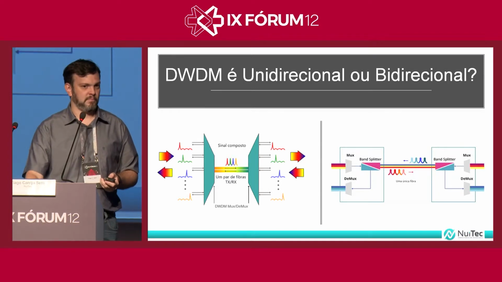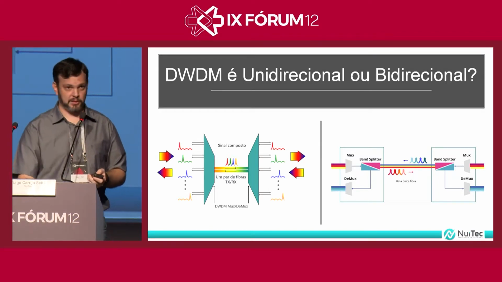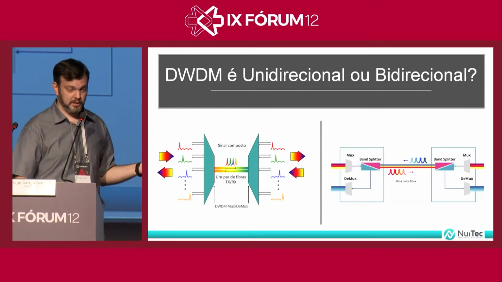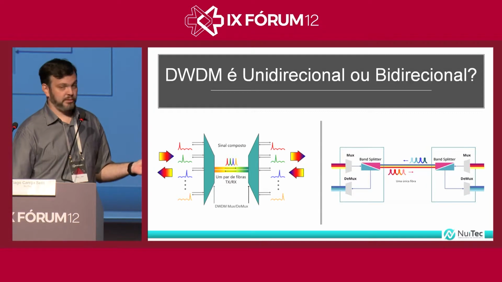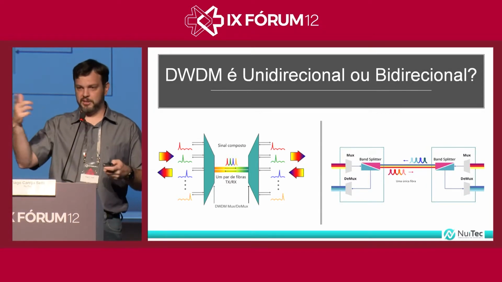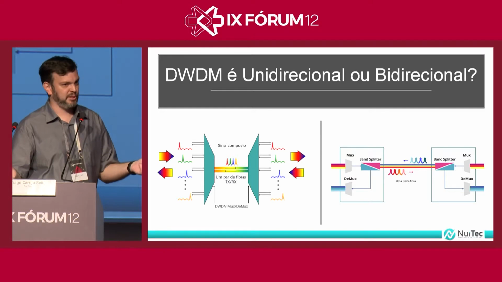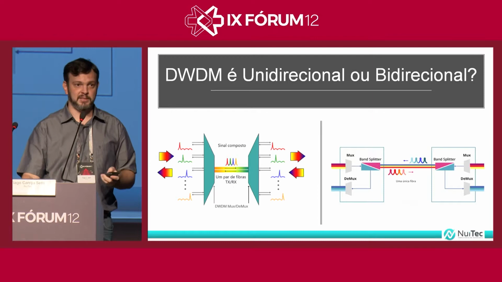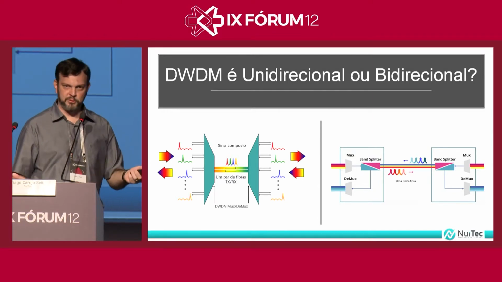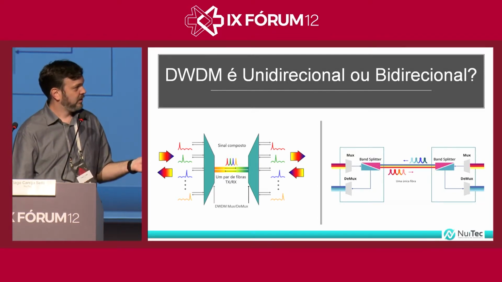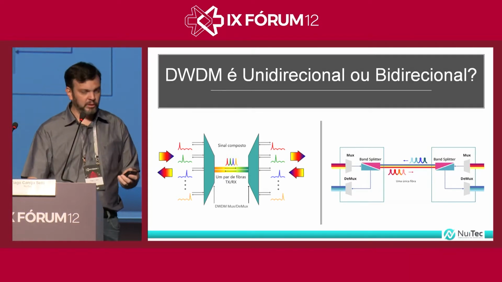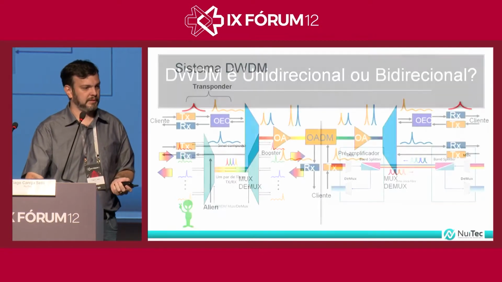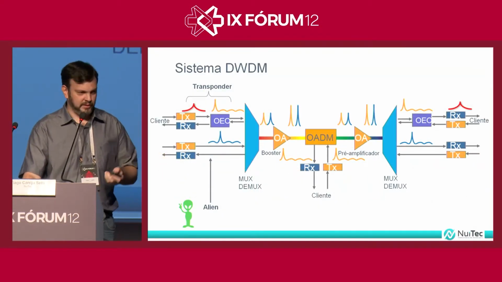Is that always unidirectional or bidirectional? Both. You have DWDM which transmits by one fiber and receives by another one. And you also have DWDM bidirectional. You may have a total bidirectional system. One single fiber can be responsible to transmit and to receive. You use some of the wavelengths to transmit and some other ones to receive. And you can have a DWDM system in a simple way with bidirectional fibers.